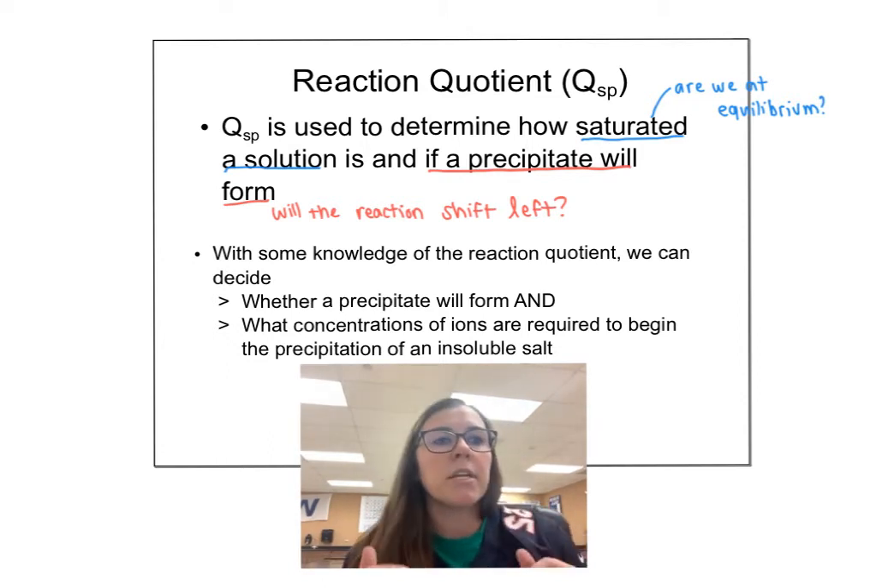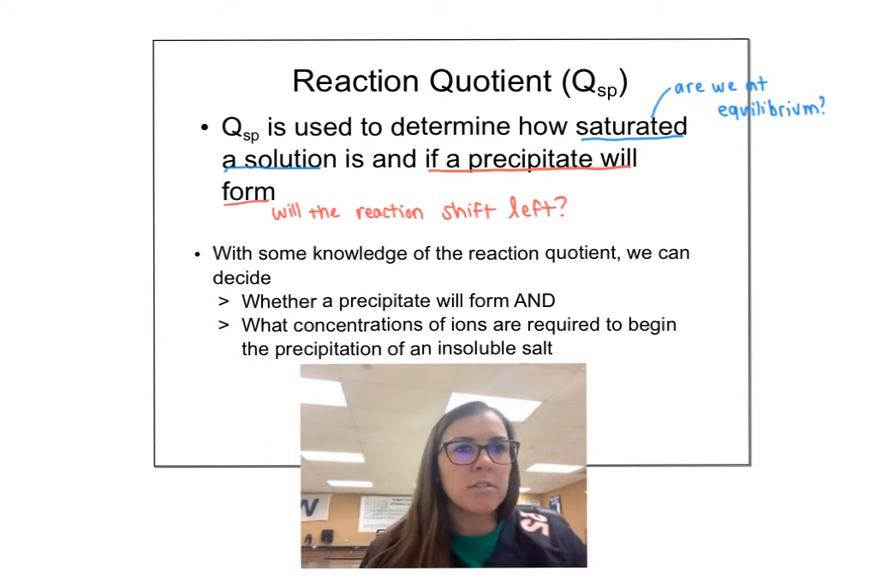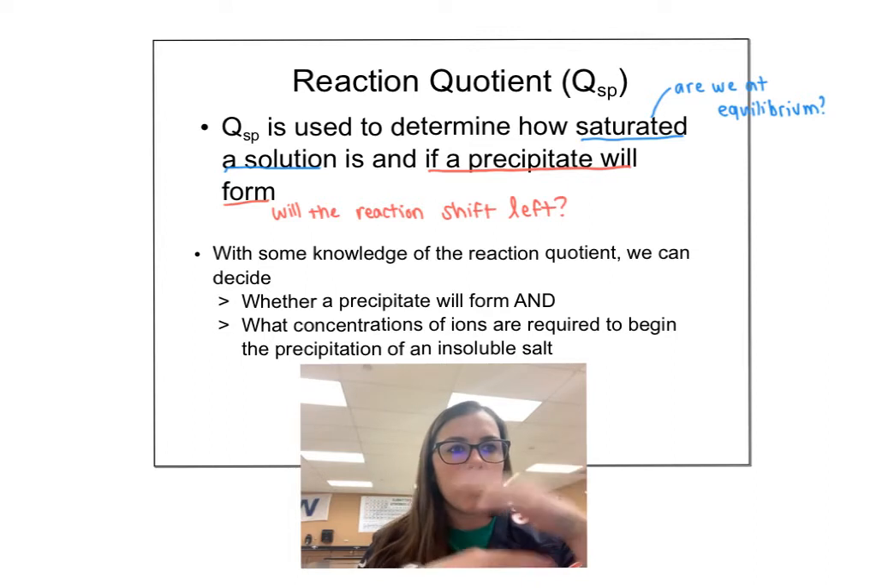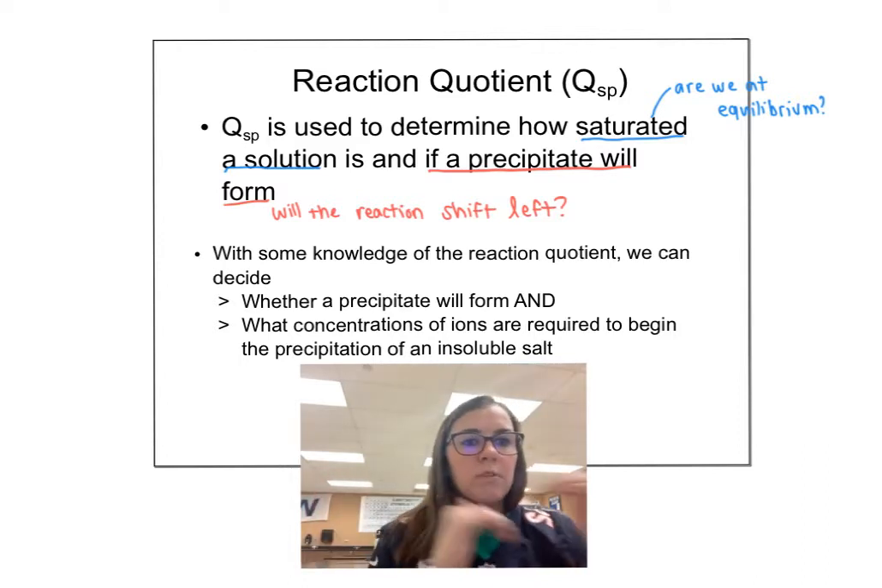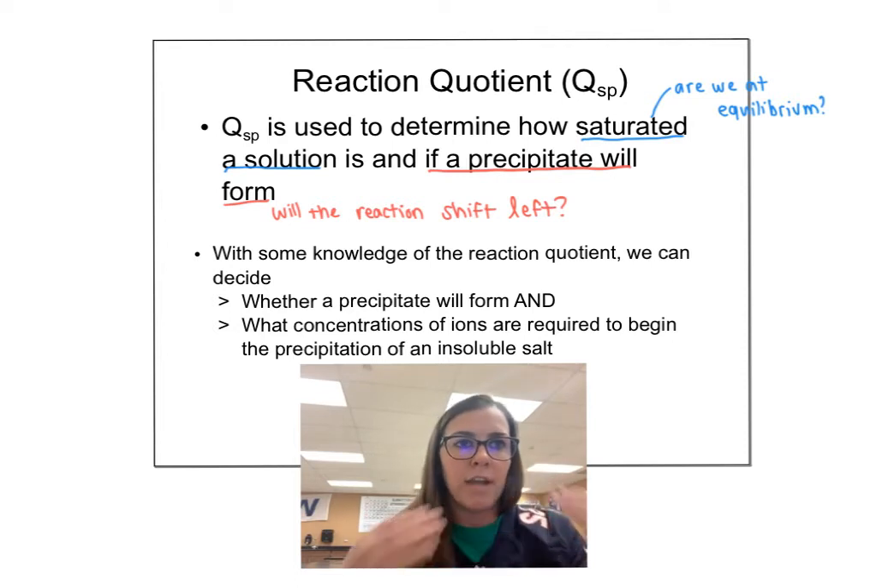If I say we are going to use it to determine how saturated a solution is, remember, if it is saturated, we are at equilibrium. So really, I'm asking, are we at equilibrium? We know from equilibrium unit that if Q is equal to K, we are at equilibrium. If Q is not equal to K, then we are not at equilibrium, and we're going to shift one way or the other to get back to our equilibrium position, our K.